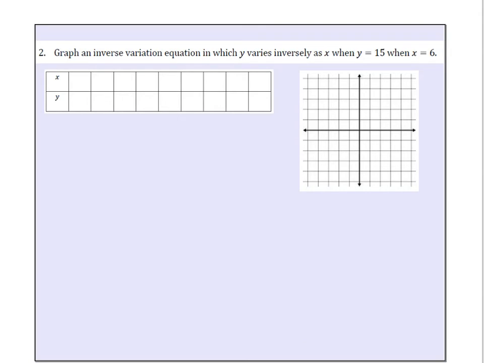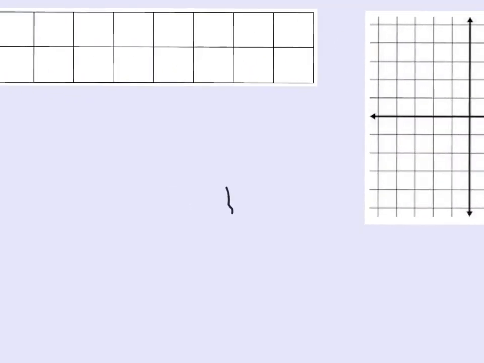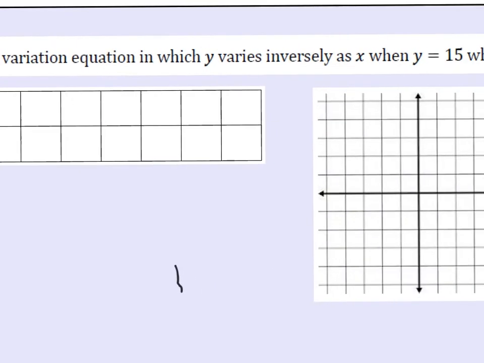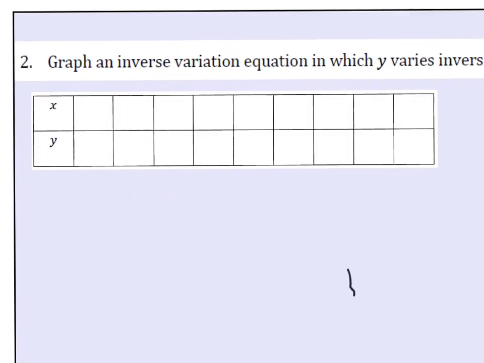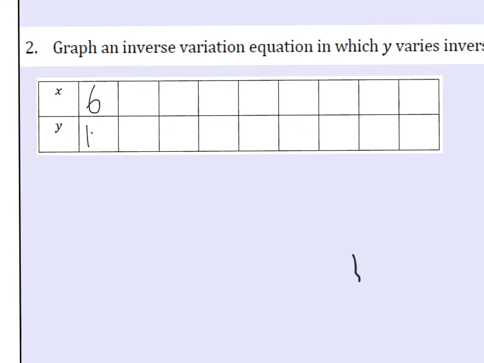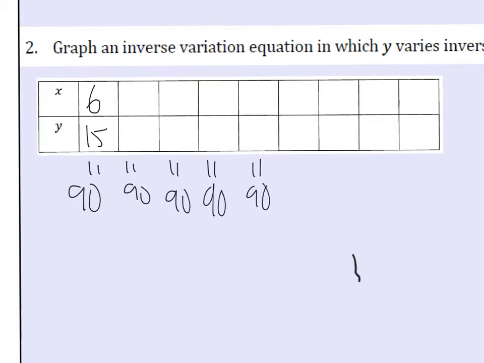So here, graph the inverse variation in which y varies inversely as x. So when y equals 15, x equals 6. So that's going to be the very first thing I put into this table. All right, so y is 15 when x equals 6. Well, when I multiply that, 15 times 6 is 90. So basically, all of these have got to be 90. So you can play around with different combinations that get you 90.